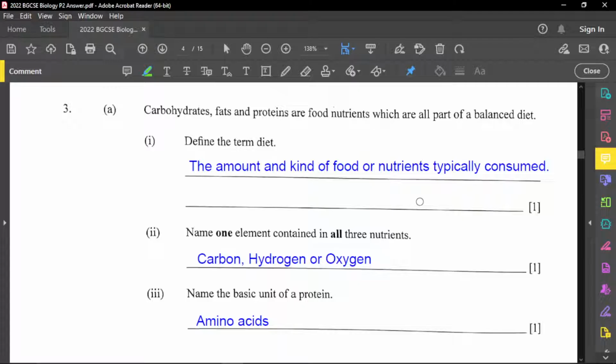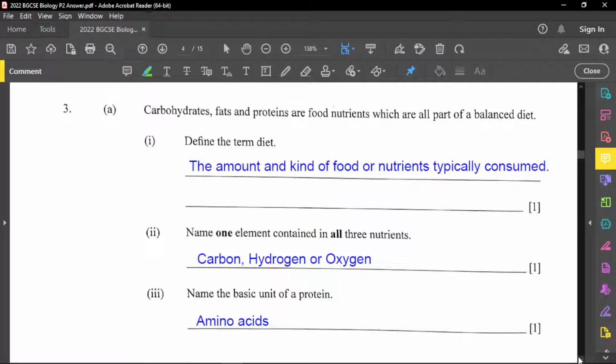Look at the words or the terms that they use, because sometimes you may see diet and in your head you may think balanced diet, but no, diet is different from a balanced diet. Now, for part 2, it's to name one element contained in all 3 nutrients. Carbohydrates, fats, and proteins contain CHO. So you can list any of these, which are the common elements: carbon, hydrogen, or oxygen. Any of those will be correct.